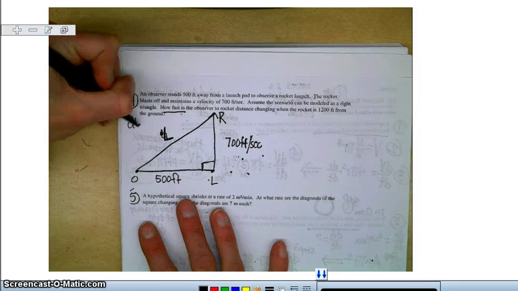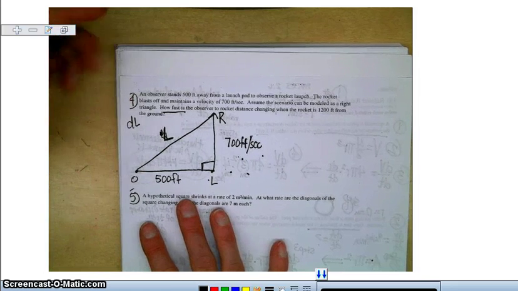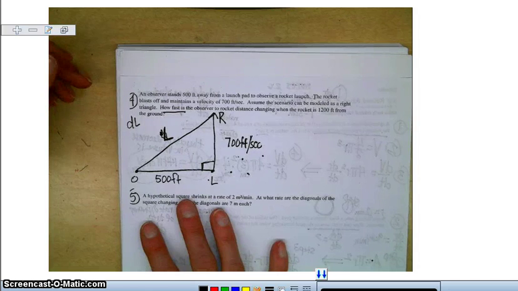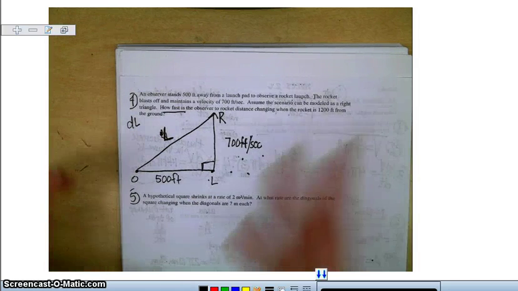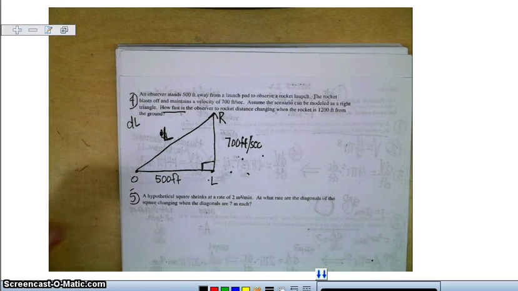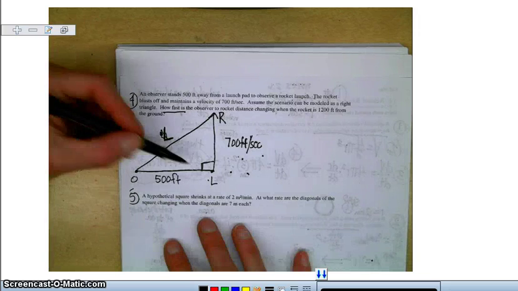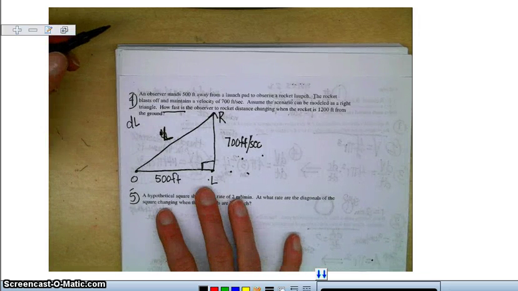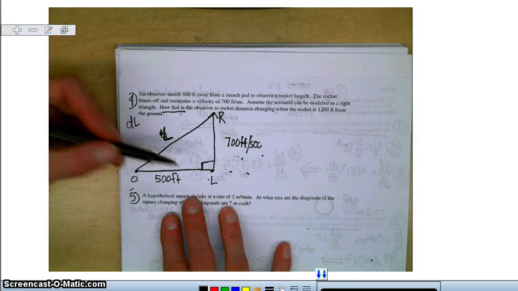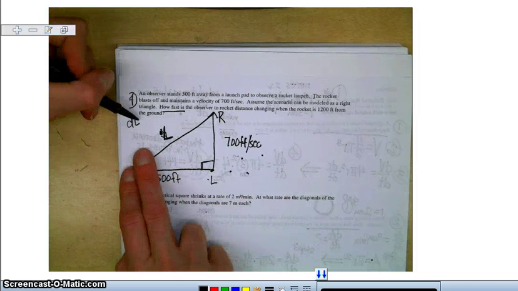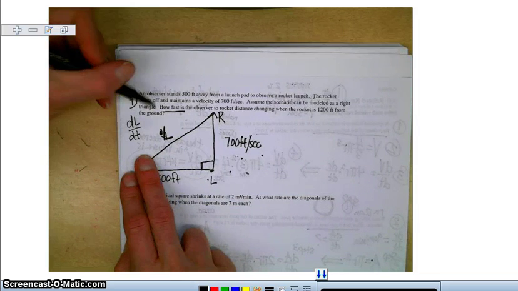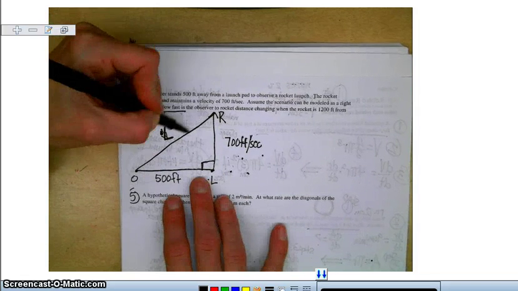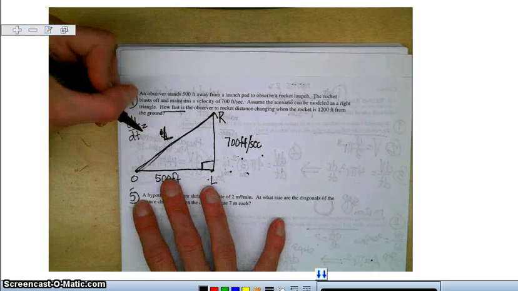dL over dt. Could you just use x, y, z? Could you use ABC for your sides? Yeah. See, the whole thing is this isn't like a volume or an area problem. It ends up being just a Pythagorean theorem problem because we have a right triangle. So we just can name the sides whatever we want. So dL over dt, that is what we're looking for. How fast is this hypotenuse changing? So that's what we want to find.